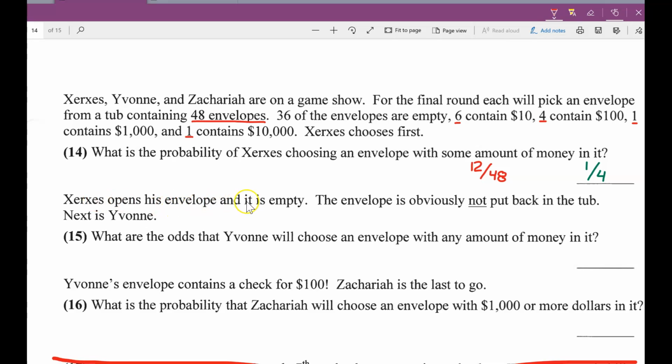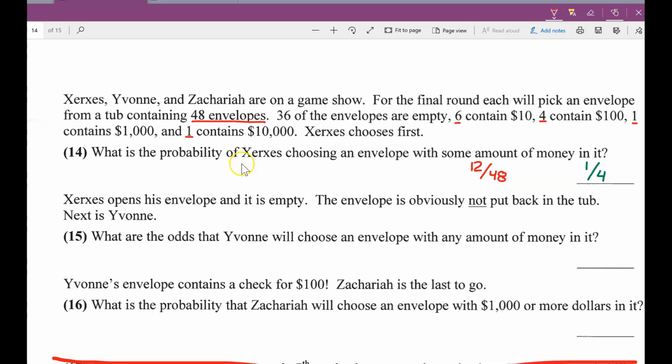Xerxes opens his envelope and it is empty. The envelope is not put back in the tub. He's opened it. We know what's in there. There's no point in putting it back. So Xerxes just stands there with his open, empty envelope. And Yvonne steps up to the tub.